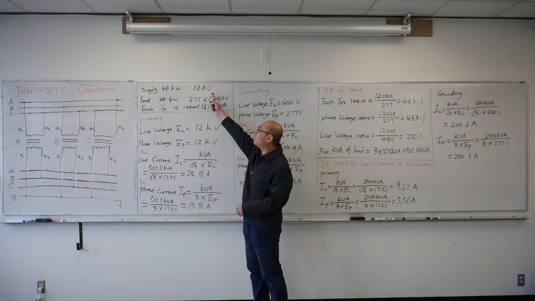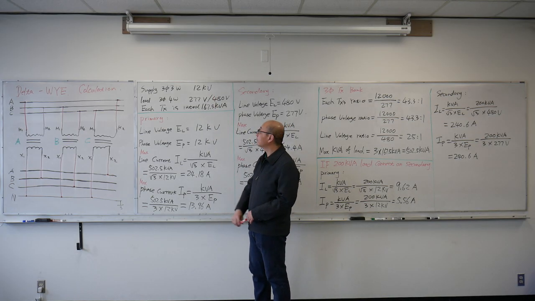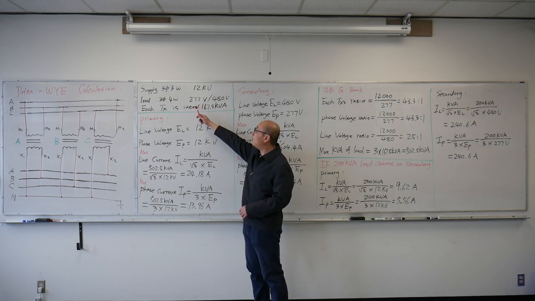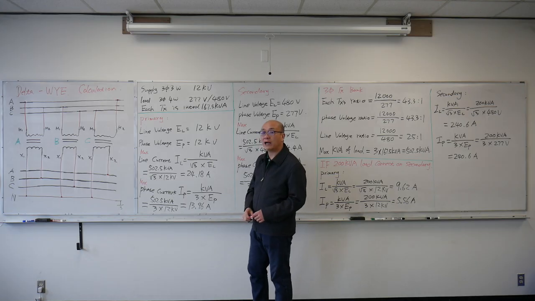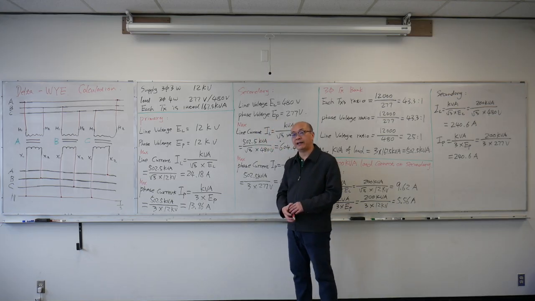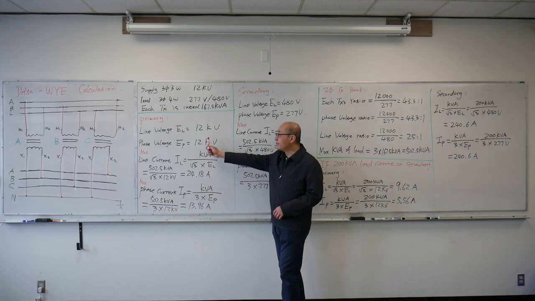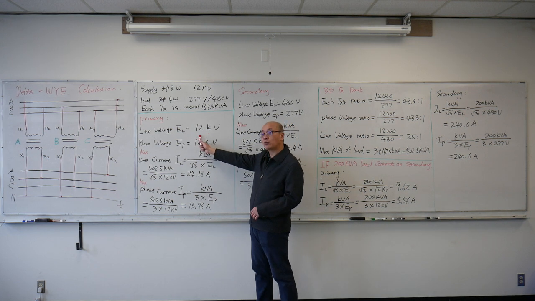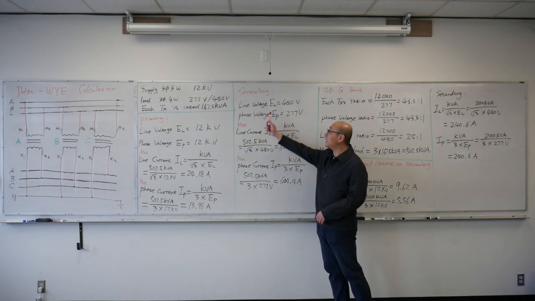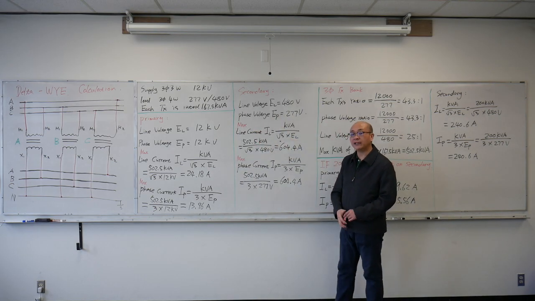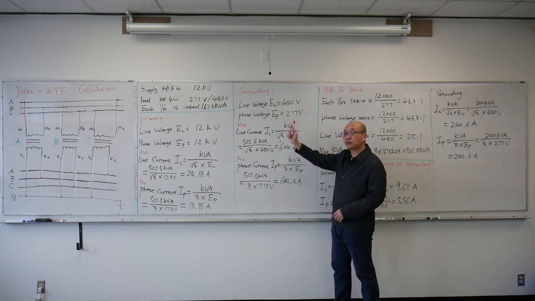Supply 3-phase 3-wire, 12 kV. Load 3-phase 4-wire, 277 to 480 volts. Each transformer is rated for 167.5 kVA. Primary side, line voltage 12 kV, phase voltage 12 kV because it's a delta connection. Secondary side, line voltage 480 volts, phase voltage 277 volts. It's Y connected.